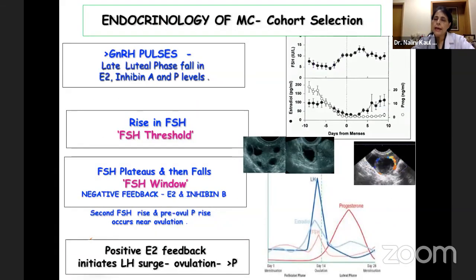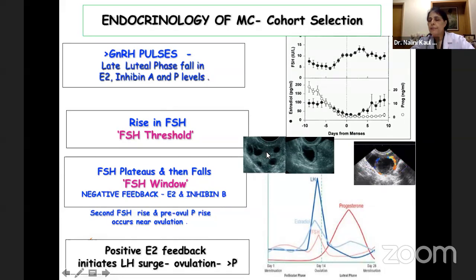When you look closely at the menstrual cycle, what you can see here is as the estrogen, estradiol, and progesterone levels fall in the luteal phase, the GnRH pulses increase and the FSH starts rising. Now, this reaches what is called a threshold value and then gets maintained for a certain period of time, which is known as the FSH window. Now, the rise in FSH, or the FSH threshold, initiates growth of the follicle, and the FSH maintenance for a particular period of time will recruit the initial cohort for growth.